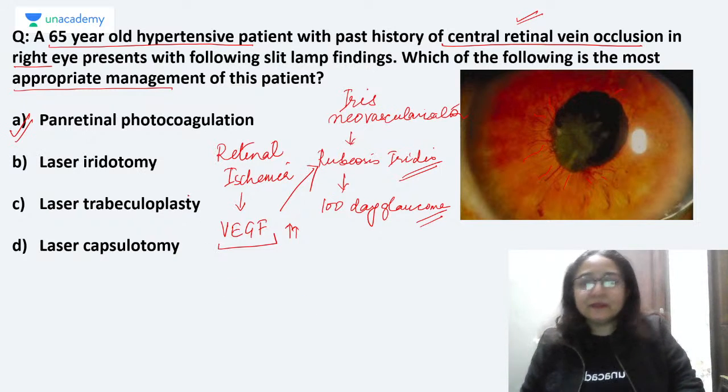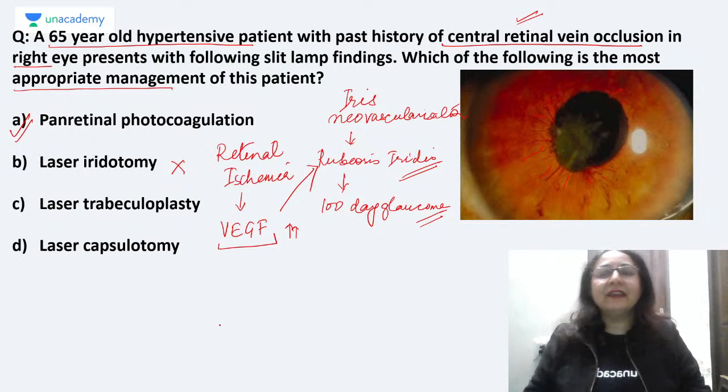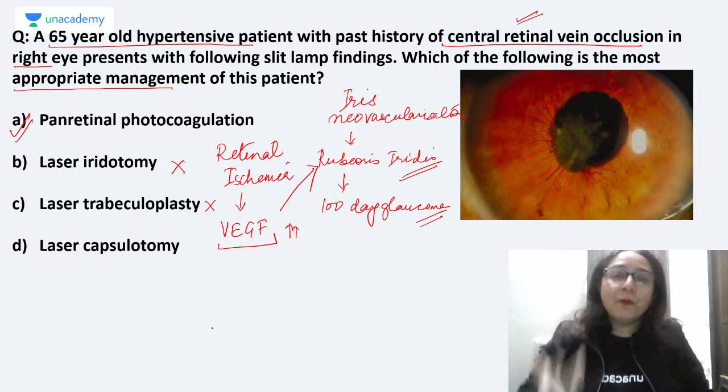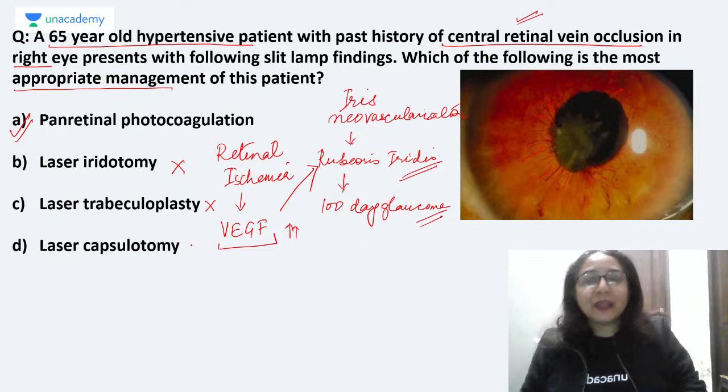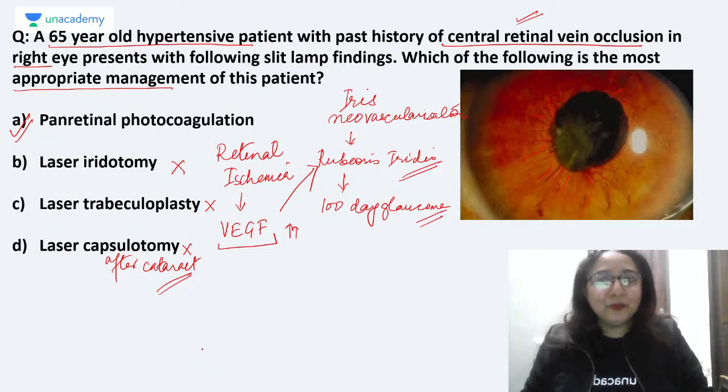Okay, this is not requiring iridotomy. Iridotomy is done in cases of angle closure. Trabeculoplasty is the choice of surgery for open angle glaucoma. Laser capsulotomy is done for after cataract. So here the cause of the pathology is in the retina, so I'll be doing pan-retinal photocoagulation.